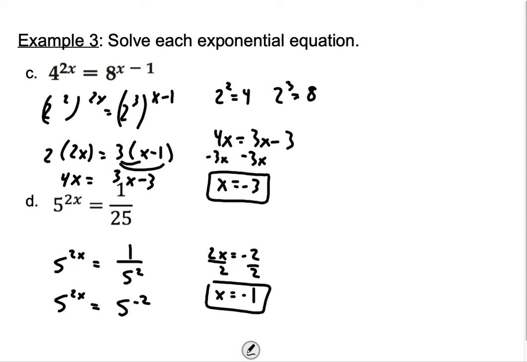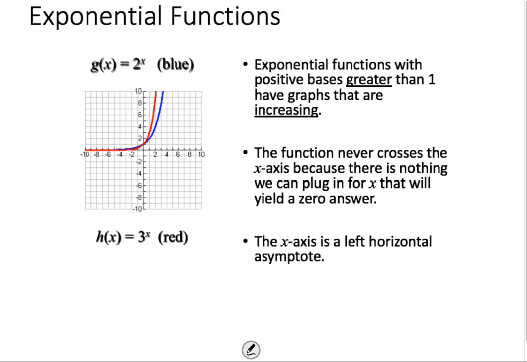And we get x equals negative 1. All right, so this is just kind of going through a few things here. You've got g of x equals 2 to the x, it's in blue. You've got h of x equals 3 to the x, it's in red. So just some things to notice about these.